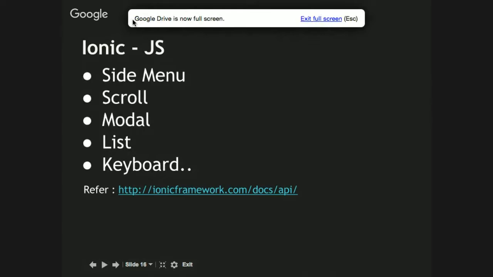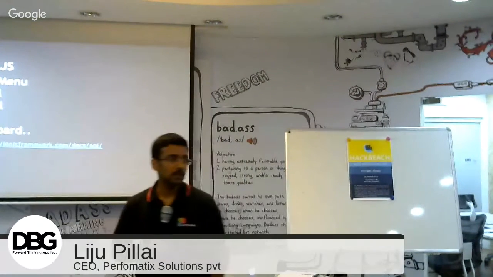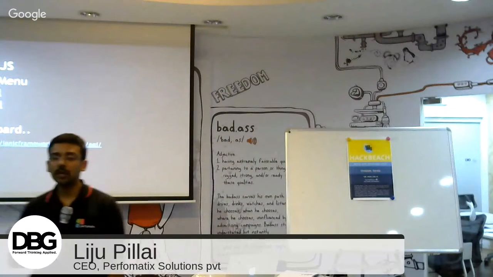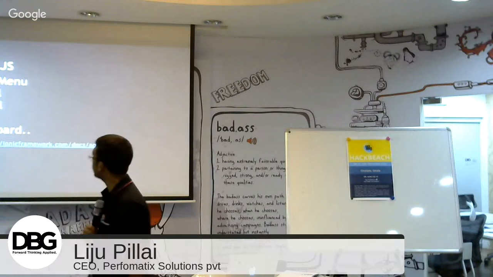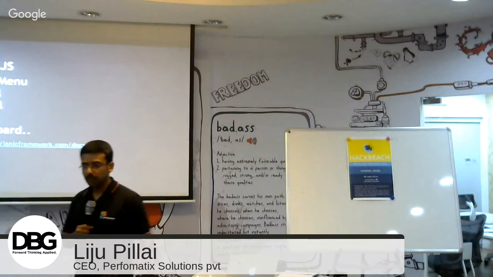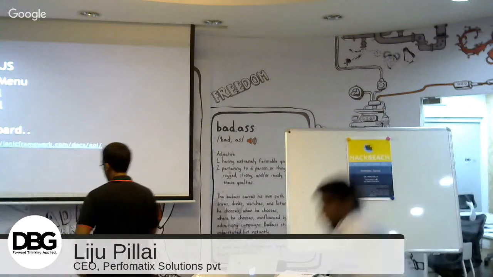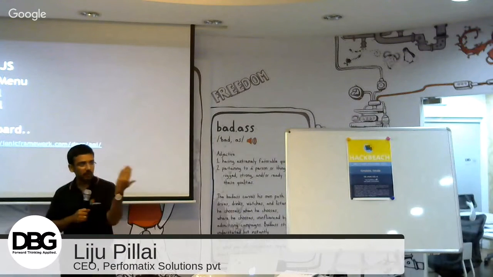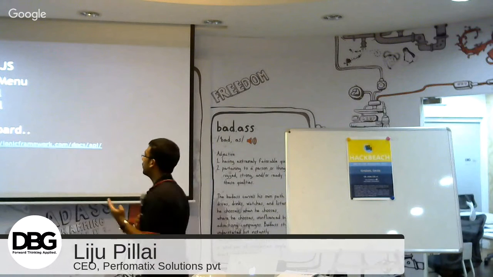The second set of components are what? JS, right? So there are certain functionalities you just can't achieve through CSS, right? If you want to do a modal, or there are certain things, you will need to use some JavaScript scripting to enable that, right? So here Ionic also has another set of components which you can use as JavaScript. So in this case you have a side menu, the side menu that comes out, right? That is a JavaScript library you can include.